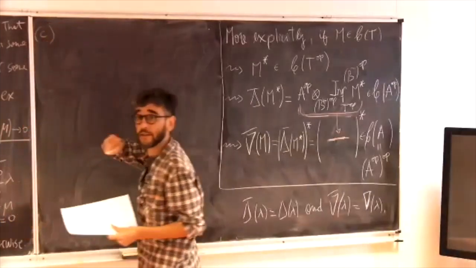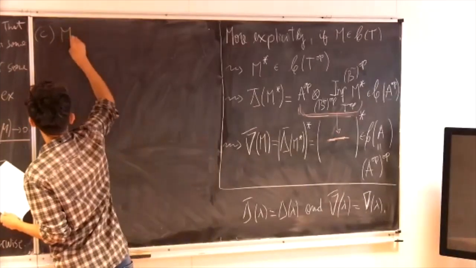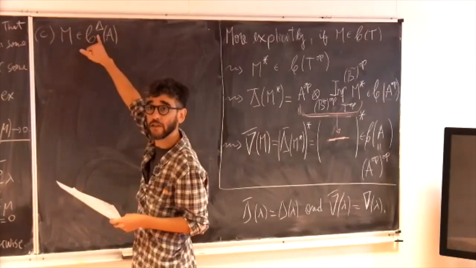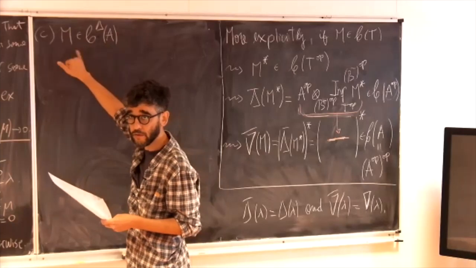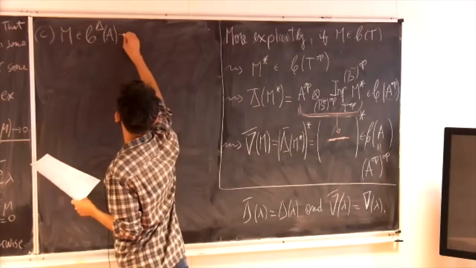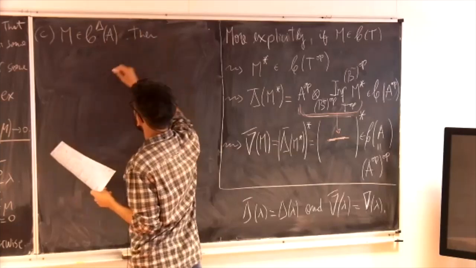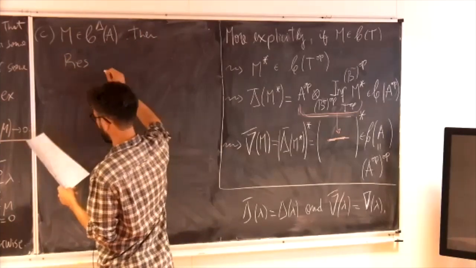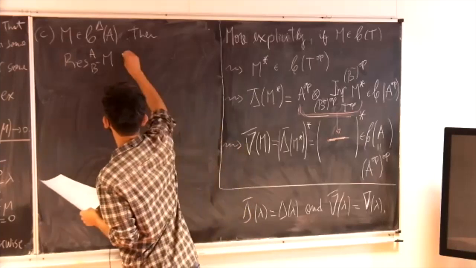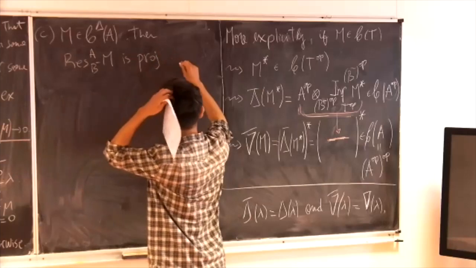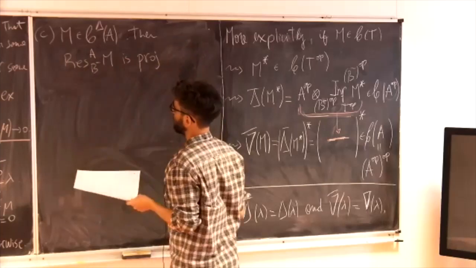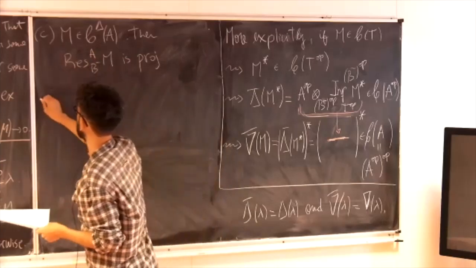The third part of the lemma says that if M admits a standard filtration, I will call that C delta, the modules which admit a standard filtration, then the restriction, when we see M as a B minus module, is projective in the category of B minus modules, because we are taking the restriction.